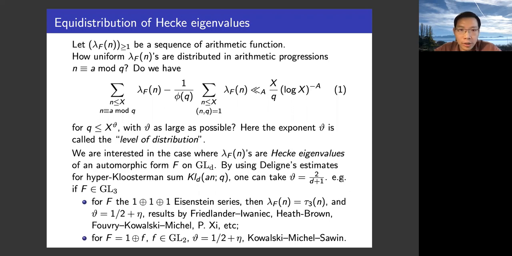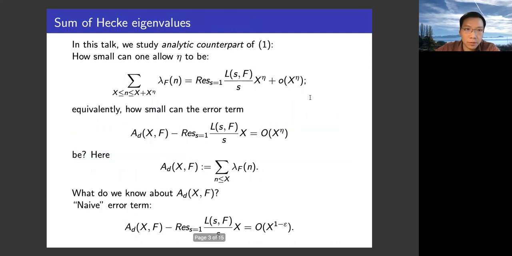Today we are not going to discuss this problem. Rather, we would like to ask a short interval version of this problem. We would like to ask, as an analytic counterpart, how short this interval can be taken so that we still have this asymptotic formula. Here, it depends on whether the L-function attached to the coefficient has a pole at 1 or not. If there is, then we have an expected main term. Otherwise, we do not have a main term. Equivalently, we would like to ask how small we can take the error term to be so that we still have this asymptotic formula.